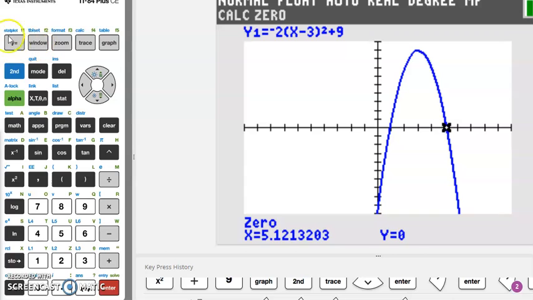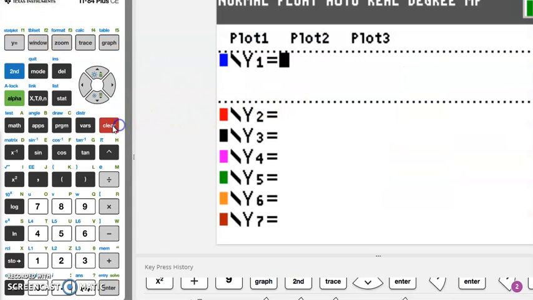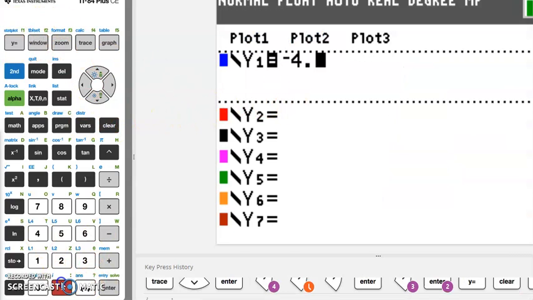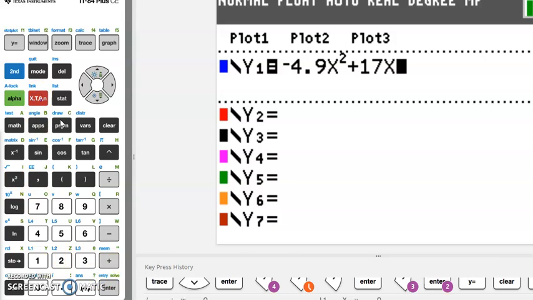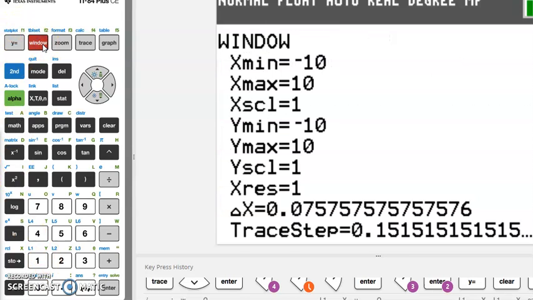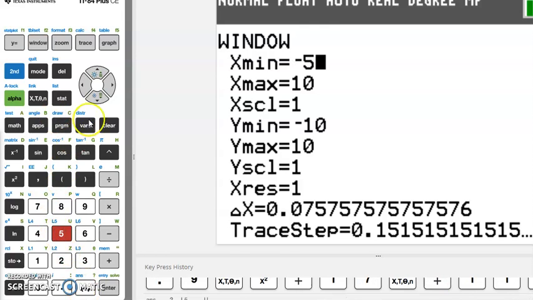So we'll get y equals, clear this, we'll put negative 4.9x squared, and we will add 17 x, which we just put x in, and we add 110. 110 is the y-intercept. So we're going to have to open our window up big time here. So our window is going to be, let's make it negative 5 and 10.